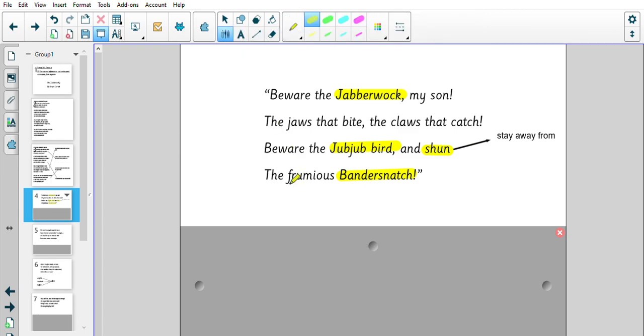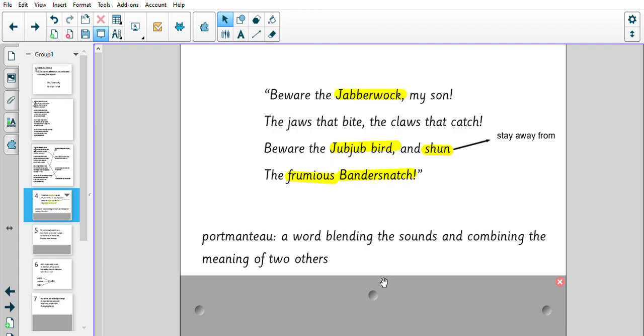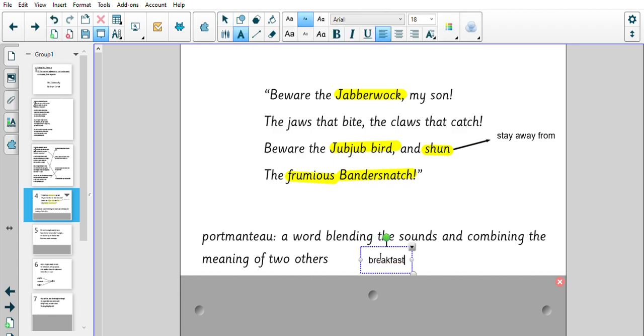The frumious bundersnatch. So, frumious is actually even stranger a word than the others because it's actually a portmanteau. And a portmanteau is a word blending the sounds and combining the meaning of two others. So you might have heard of the word brunch. And brunch is a mixture of breakfast and lunch. And it's kind of eaten in between them. It's not breakfast and it's not lunch. It's a combination of both.